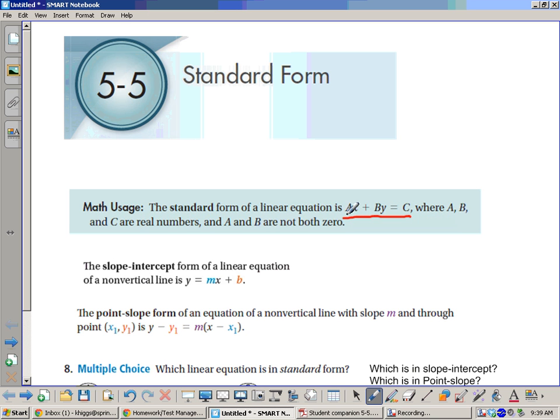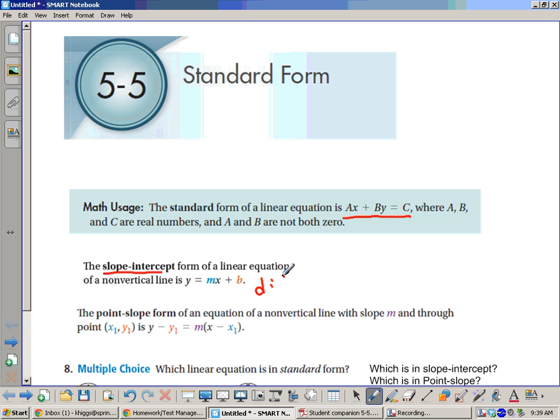We don't want a and b to be zero. And we'll talk about some examples of what that looks like. But let's first review the other forms to an equation that we've talked about. The one that you're probably most familiar with, the slope-intercept form, is y equals mx plus b. Now this b here is the y-intercept and is not the same as this b. So we'll use capital B when we're referring to the b in standard form, and lowercase b when we're referring to the b in slope-intercept form. So don't confuse the two. These are different, okay?